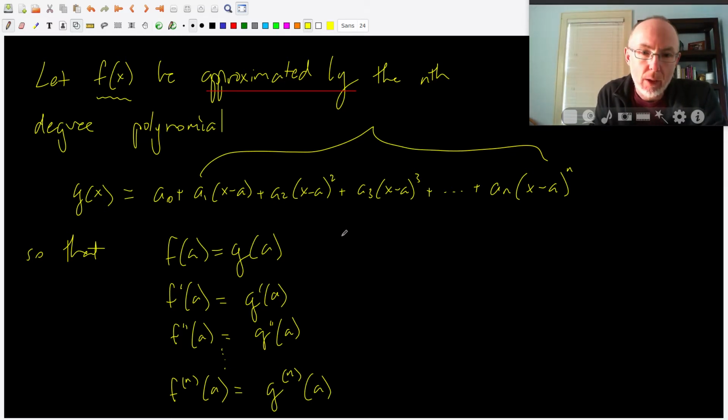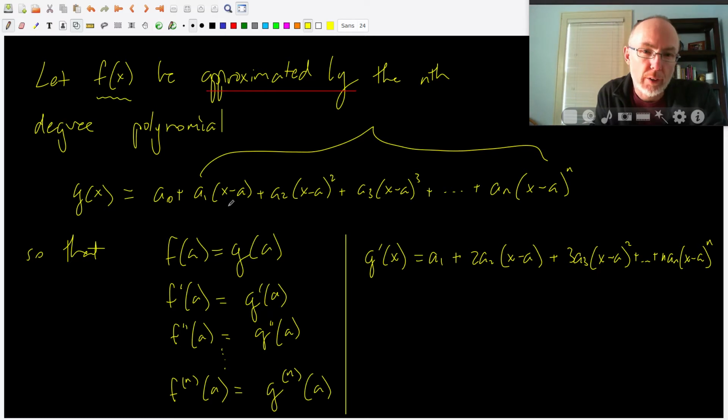And so we can start calculating those things, right? We can write those down. And we don't know these coefficients a0, a1, a2, but we know they're constants. And so we can start taking derivatives, right? The first derivative is going to differentiate this term and leave with just a1. Derivative of this term is going to be 2 lots of a2. There's going to be 3 lots of a3, x minus a squared, and so on. In fact, that should be an n minus 1.